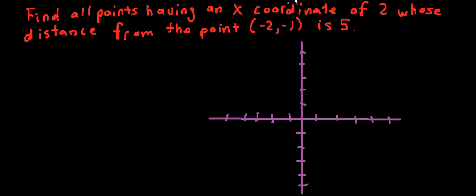So now that we have our graph, let's put our pertinent information on. So let's put our point on -2, -1. And then we're looking for all points having an x-coordinate of 2. So all points having an x-coordinate of 2, this is our x-coordinate, would be all these points going infinitely up and infinitely down. It could be any of those points.